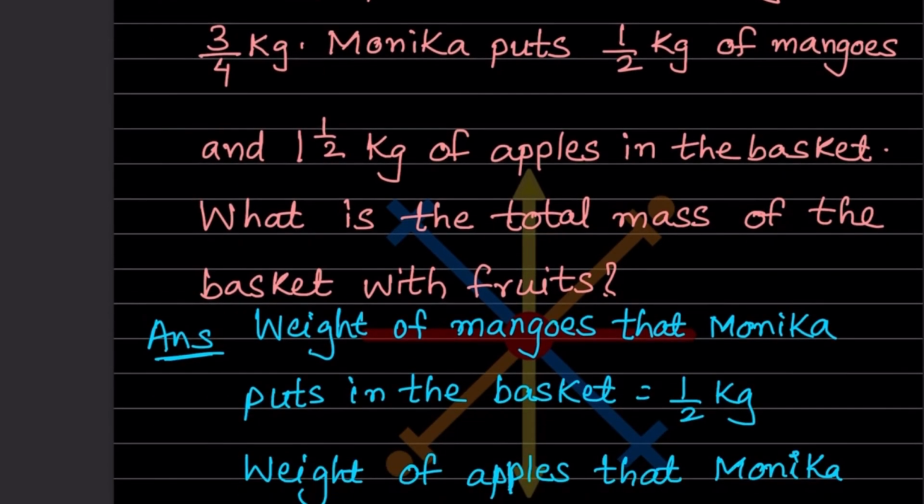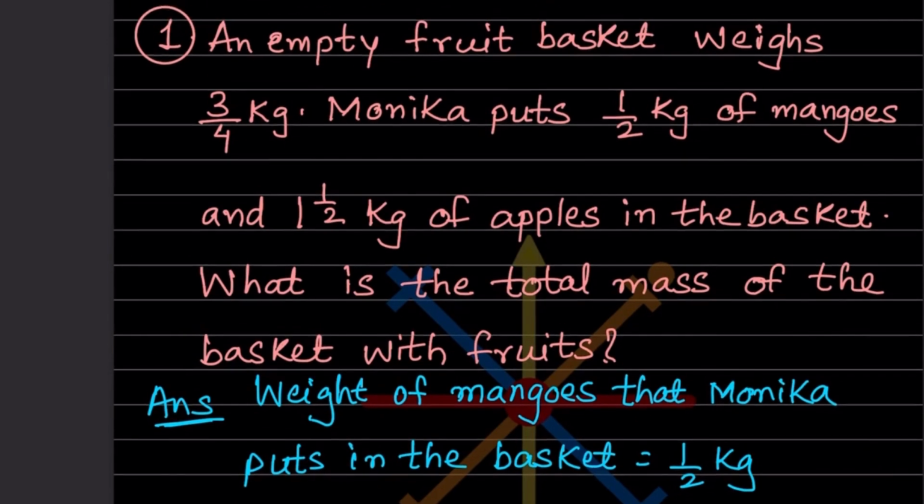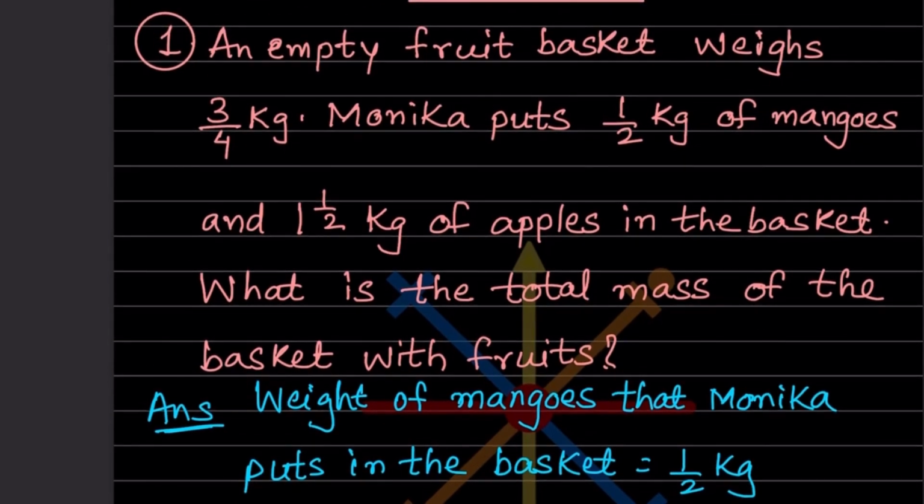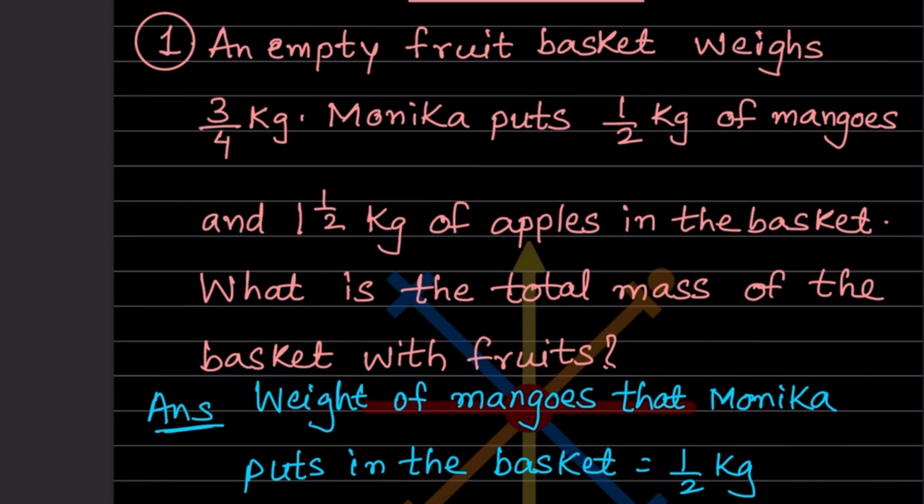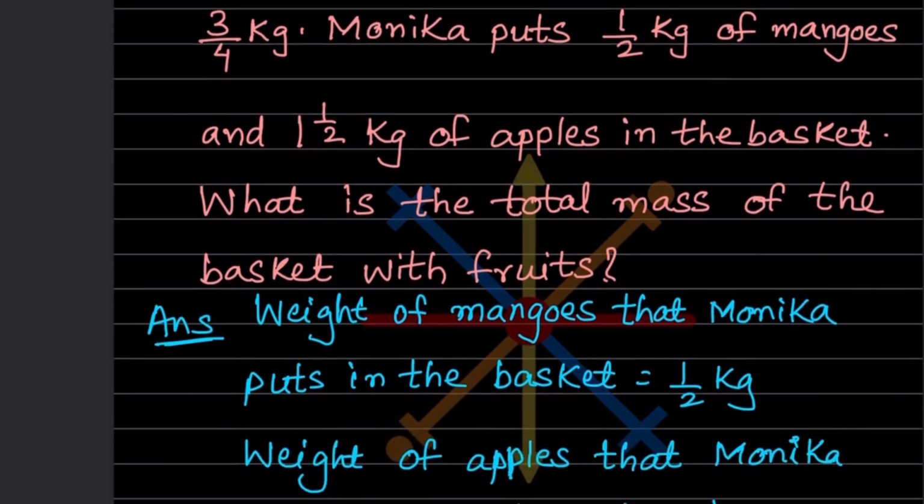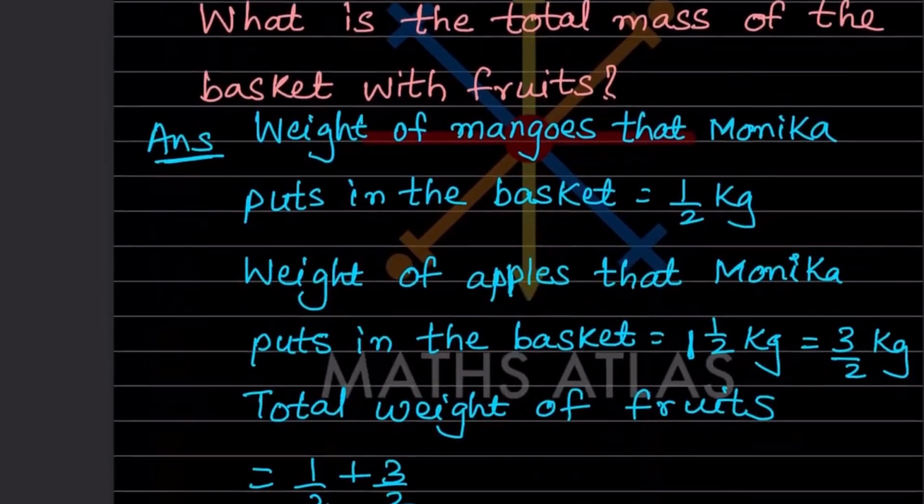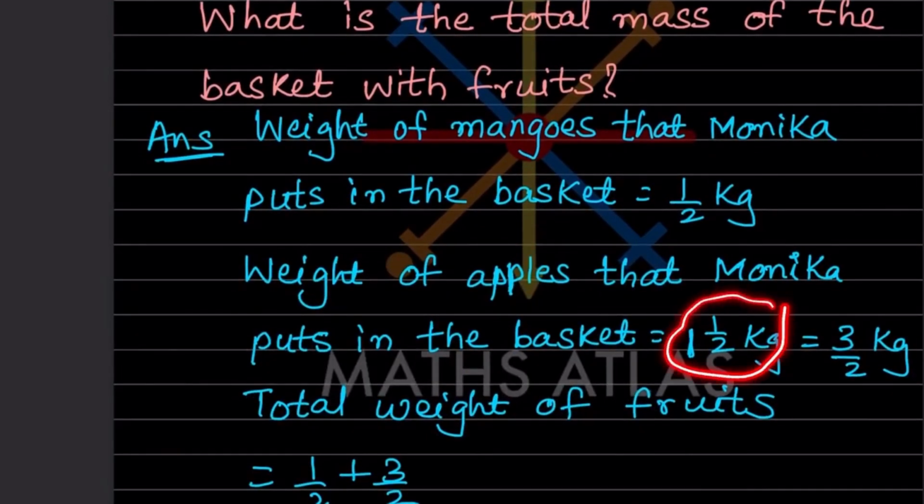So what are we going to do here? First, what are we going to do? Because this is a word problem, we have to write a statement. So first, what will we write here? Weight of mangoes that Monica puts in the basket, that is half kilogram. Now again, what is given over here? That is the weight of apples that Monica puts in the basket, that is 1.5 kilogram.